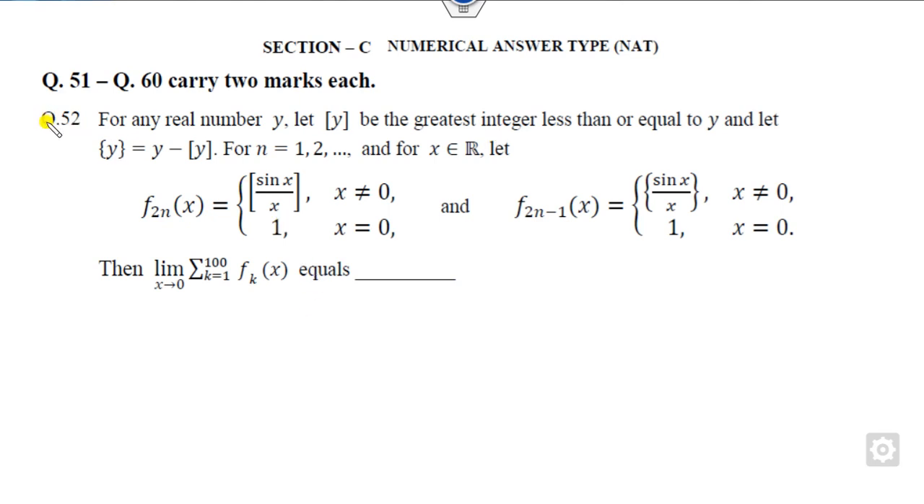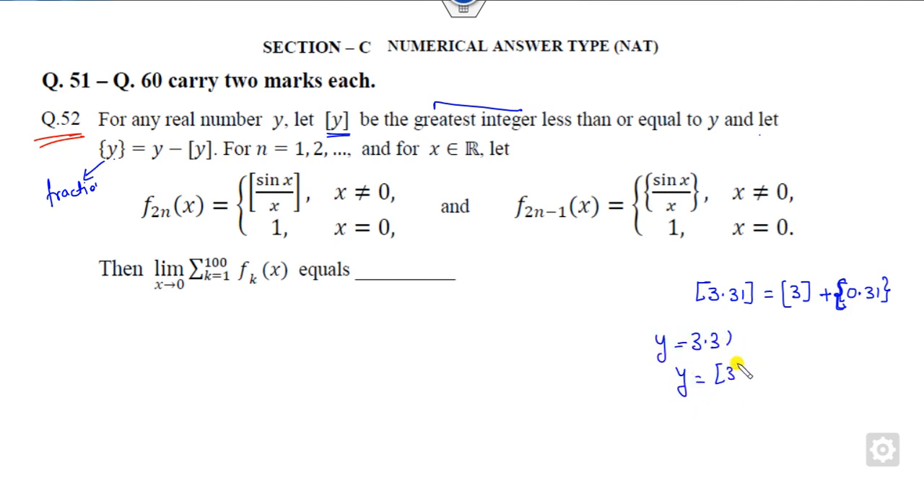Look at question number 52. What is that? This is my greatest integer, and this is nothing but my fractional component. What is the meaning of that? If I simply write, say, 3.31, I can write this as the greatest integer of this plus the fractional component of this. That means if I consider this as my y, I can write this y as the greatest integer plus the fractional part of this. So that is the meaning of this.